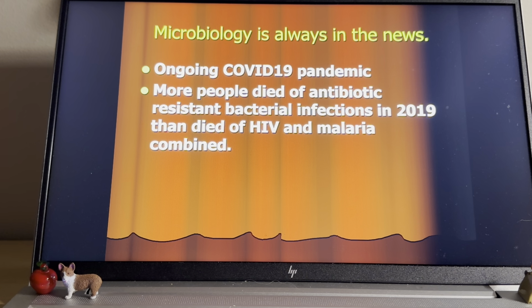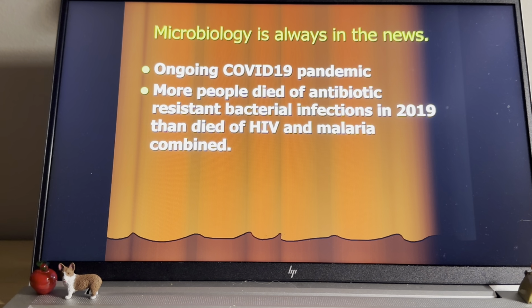This, even though it's from 2019, is kind of a terrifying statistic: more people died of antibiotic-resistant bacterial infections than died worldwide of HIV and malaria combined. Okay, so bacteria becoming completely resistant to all of the antibiotics that we have available is a current issue, and it's terrifying. So we're going to talk a lot about that in the semester as well. Chapter 20 will cover that.